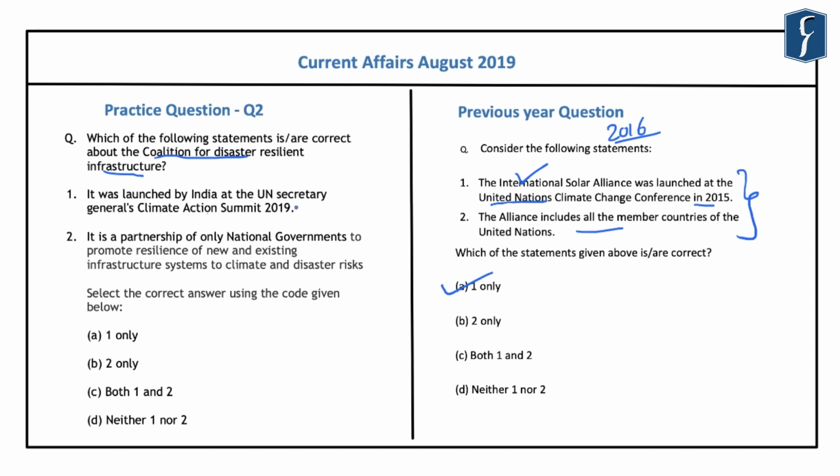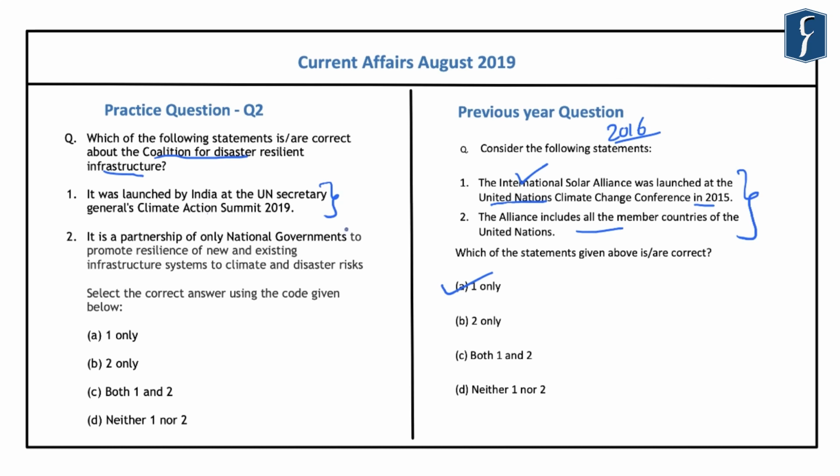So if you look at the question that we have formed, it reads, which of the following statements is or are correct about the Coalition for Disaster Resilient Infrastructure? The first statement is that it was launched by India at the UN Secretary General's Climate Action Summit 2019. And second is that it is a partnership of only national governments to promote resilience of new and existing infrastructure systems to climate and disaster risks.